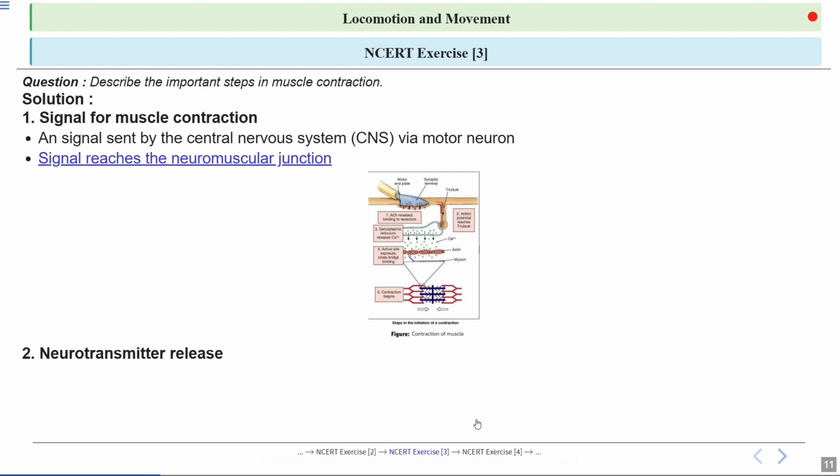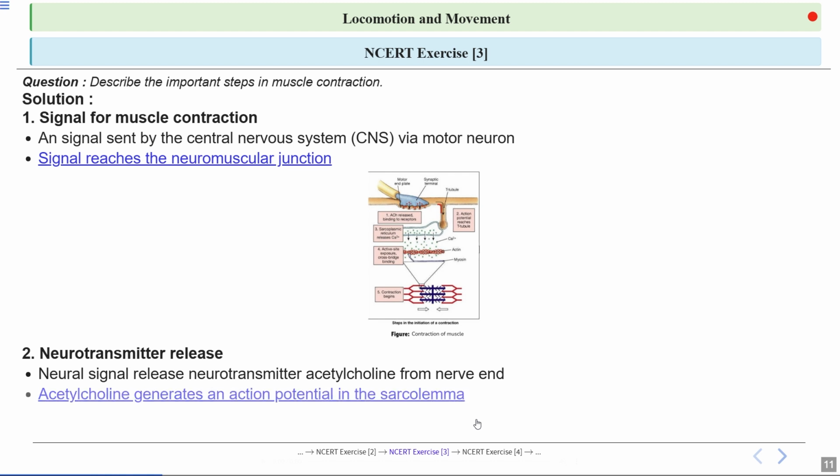Now let's talk specifically about neurotransmitter release. When the nerve signal arrives at the end of the neuron, it triggers the release of special chemicals. We can call them neurotransmitters. These act like messengers carrying the signal across the gap to the muscle. Specifically, the neurotransmitter involved here is acetylcholine. We have already seen this in the diagram. It's released from the nerve ending and quickly travels across the synaptic gap. So you can think of acetylcholine as a key that unlocks the next step in muscle activation.